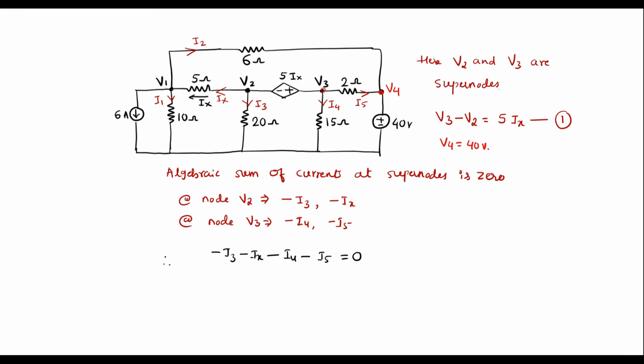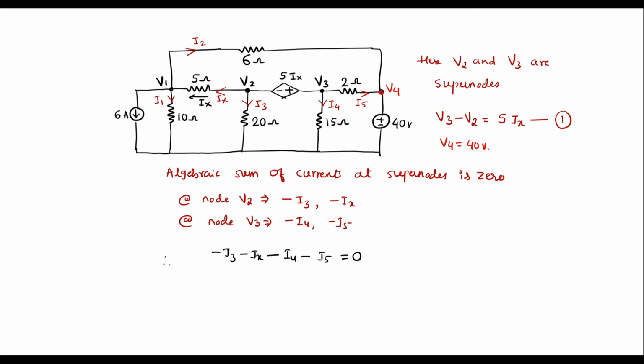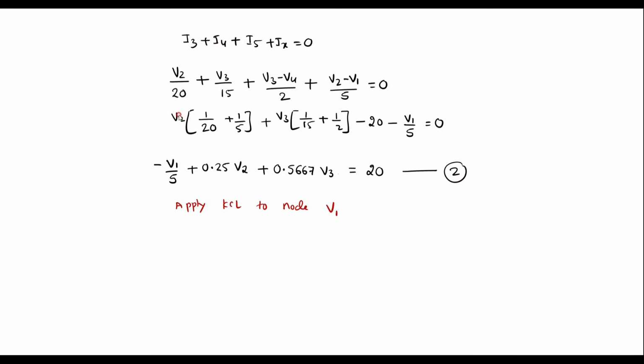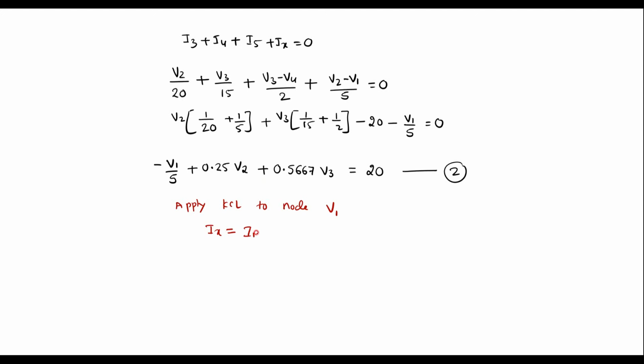So now V2, V3 nodes are considered, the remaining node is V1. Here V1 is a normal node, so we apply KCL to node V1. KCL says that incoming current is equal to outgoing current. Here I1 is outgoing, 6 amp is outgoing, I2 is outgoing, Ix is incoming. I can write Ix is equal to I1 plus I2 plus 6.